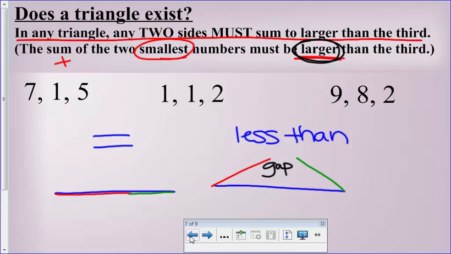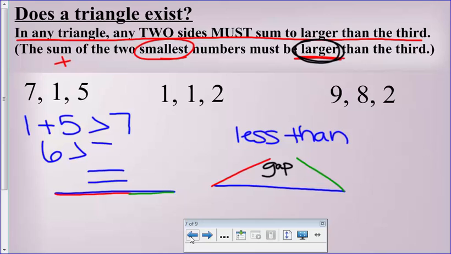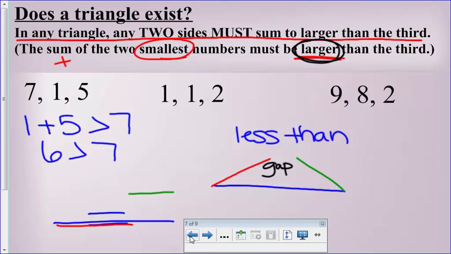So let's take a look at these three. The first one is the combination of 7, 1, and 5. So the two smallest, 1 plus 5, need to be greater than the third. 1 plus 5 is 6. Is 6 greater than 7? No. So at this point, we know that this cannot form a triangle. This would give you the gap. It wouldn't work out.